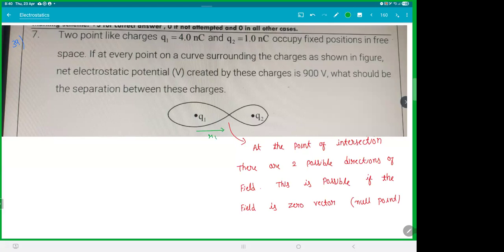Let this distance be R1 and let this distance be R2. If that is a null point, then the field KQ1 by R1 square equals KQ2 by R2 square. That's your equation 1. And the potential KQ1 by R1 plus KQ2 by R2 must be equal to 900. That is given. This is equation 2. Two equations, two unknowns. You will get R1 and R2 from here, and that will give you the distance between them.